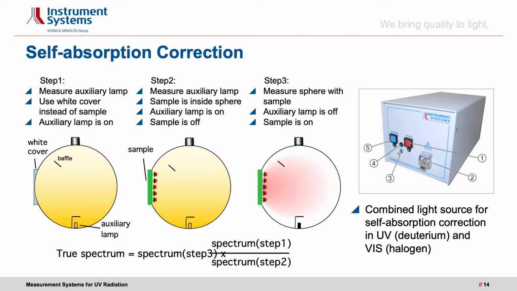Prior to the measurement using the integrating sphere, it is always recommended to perform the self-absorption correction. In the visible range, it is a well-known method, summarized here on the left-hand side graph. But this method can be extended into the UV using, as an auxiliary source, the combined light source for self-absorption correction. It consists of a deuterium lamp for the UV spectral range and a halogen lamp for the visible range.